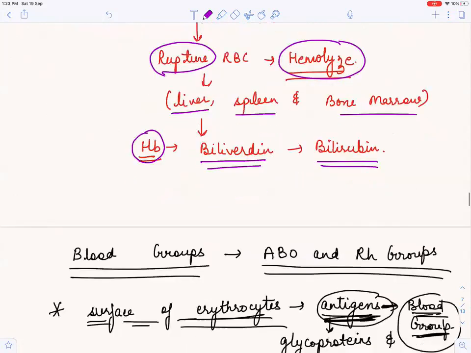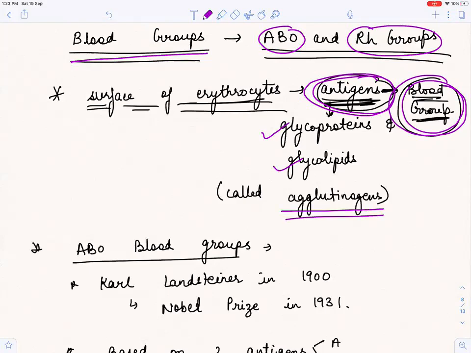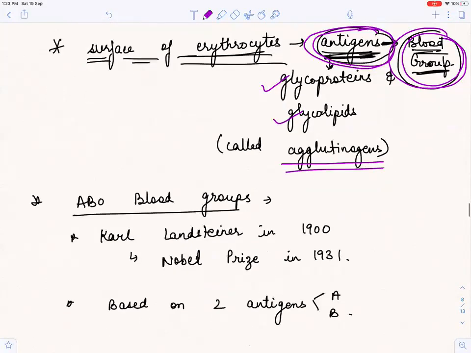Then we saw about the blood groups, that is the ABO blood group and the Rh group. On the surface of erythrocytes, there are antigens, and these antigens are responsible for blood groups. These antigens are glycoproteins and glycolipids in nature, and they are called agglutinogens. That's why the clumping is called agglutination.